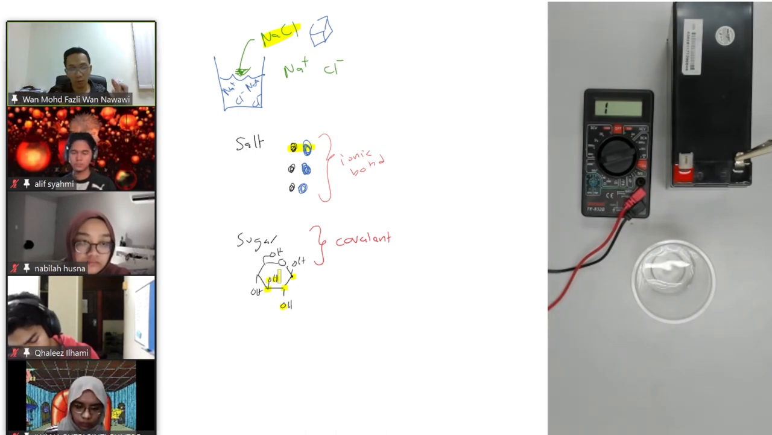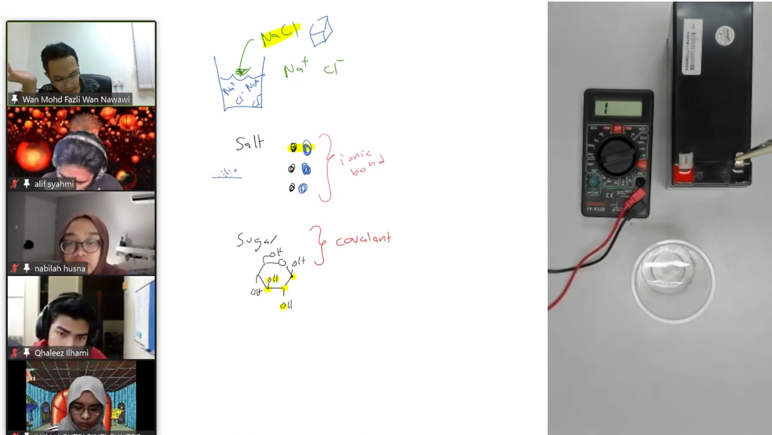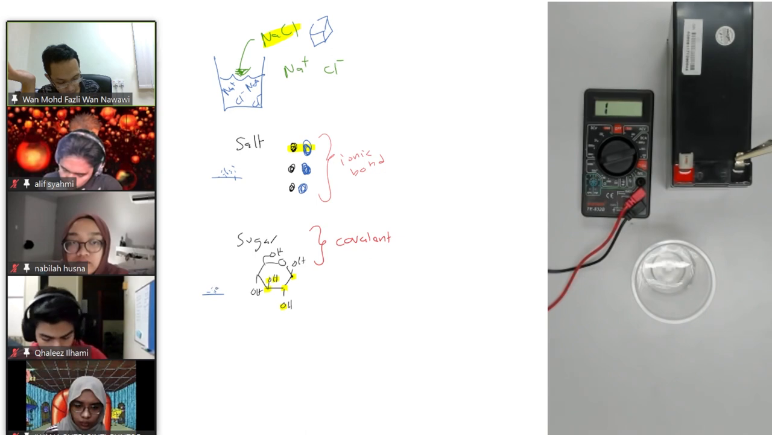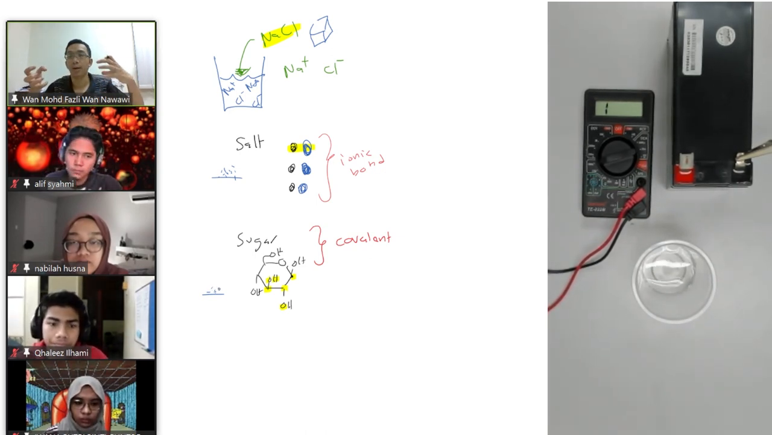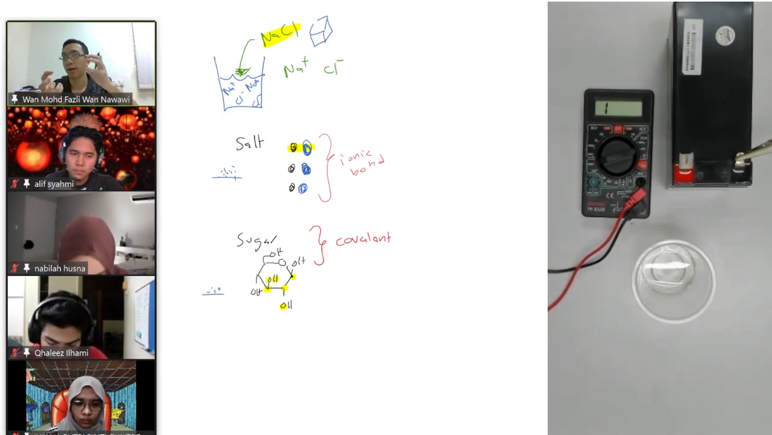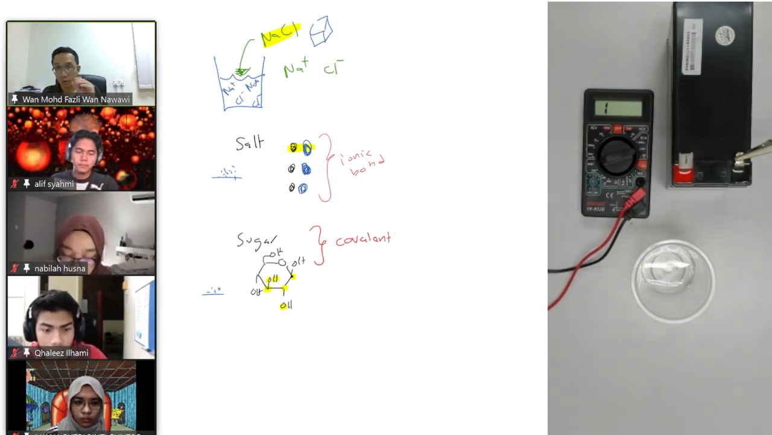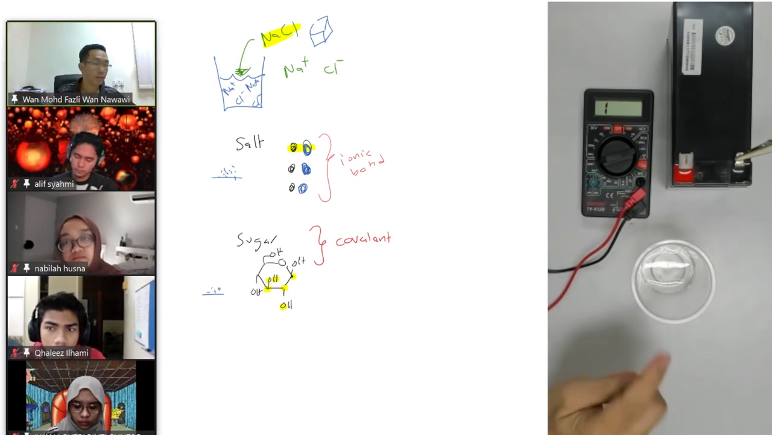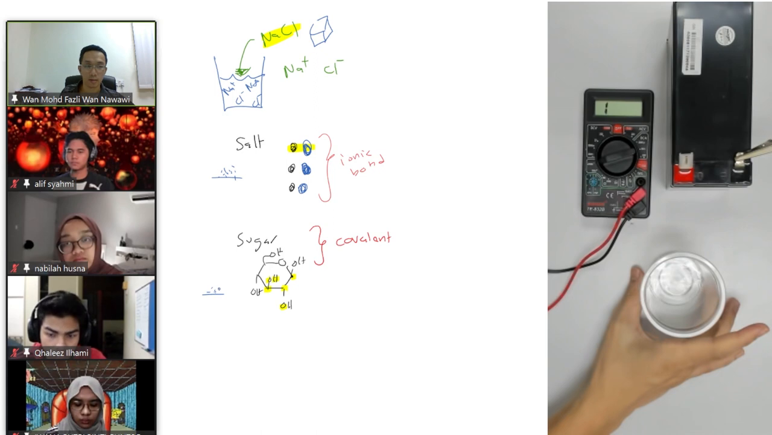Even though when you go to your kitchen, salt and sugar seem the same, like a white powder, these two materials are totally different in the way their atoms connect inside. Salt is ionic and sugar is covalent in nature. So we talk about the ionic thing. We saw before, if I put it in here, the conductivity is around 500 like that, right?